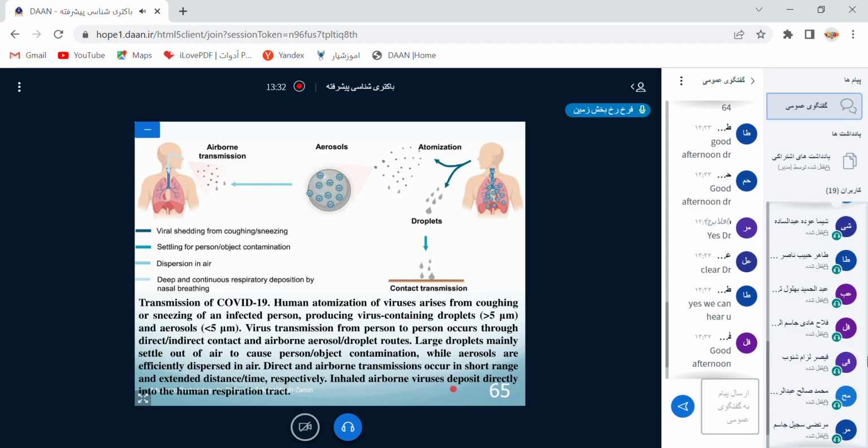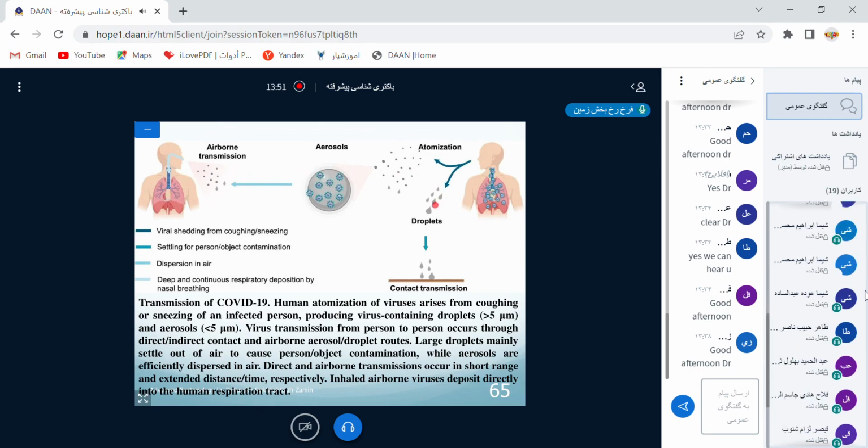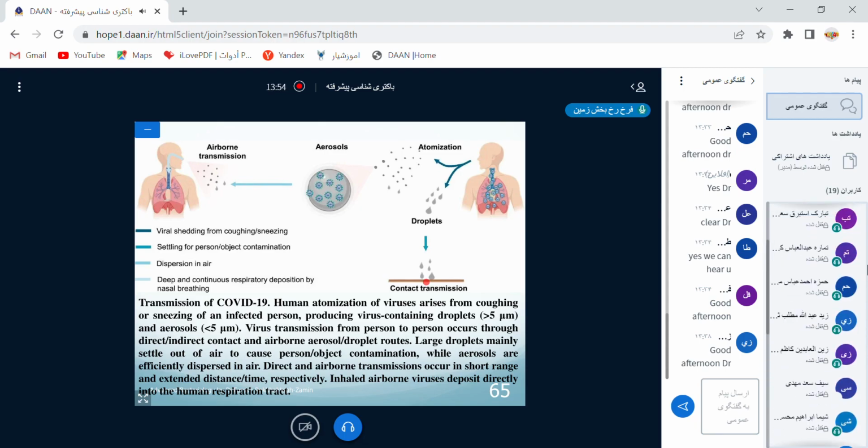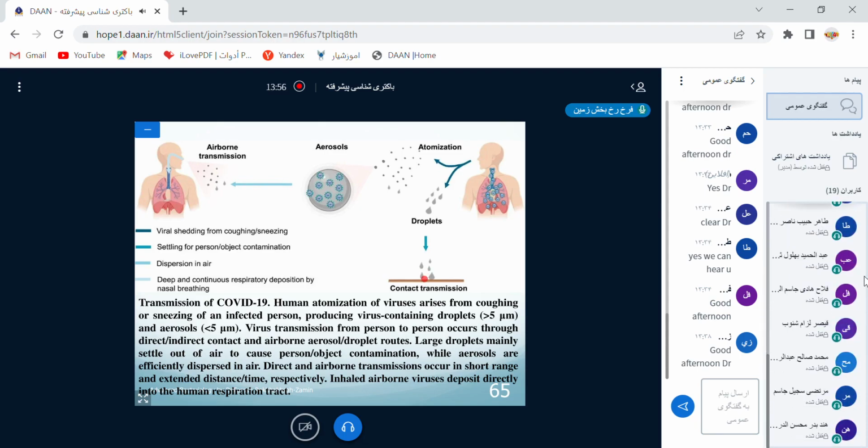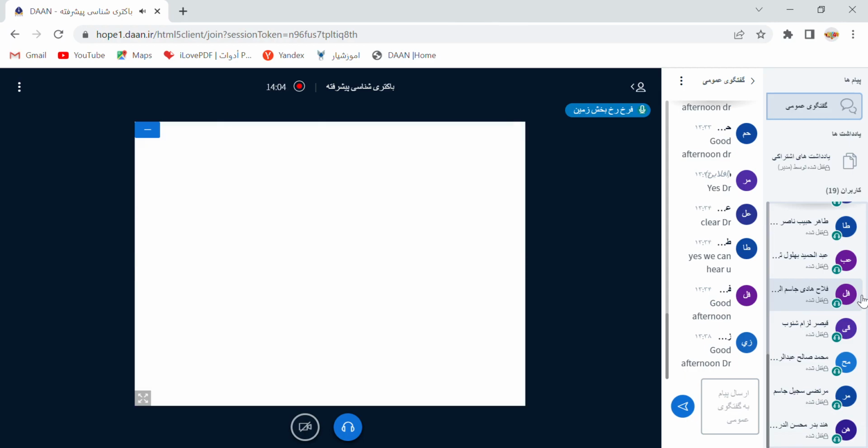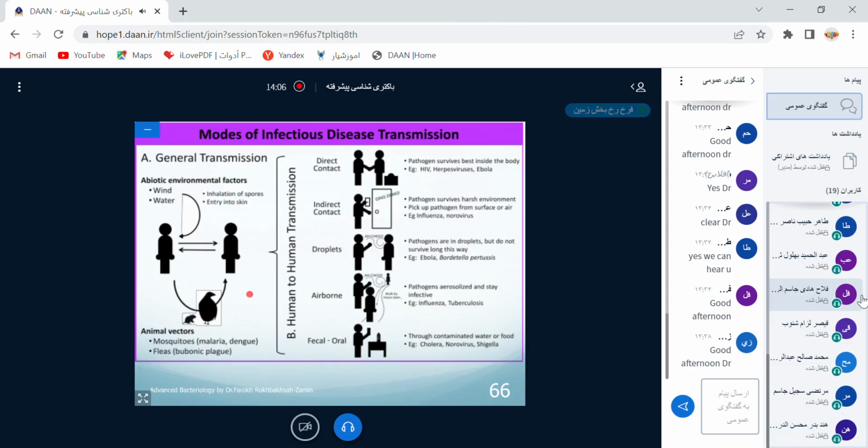Inhaled airborne viruses deposit directly into the human respiratory tract. So you can see aerosols can directly, for a short time, transfer from one person to another, or droplets come to different devices and then by indirect contact can transfer to a sensitive person.